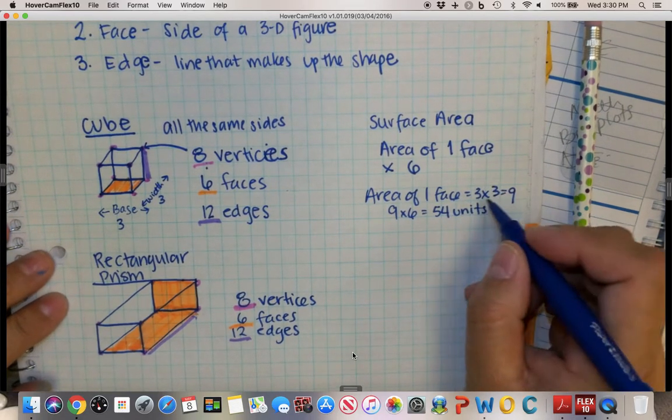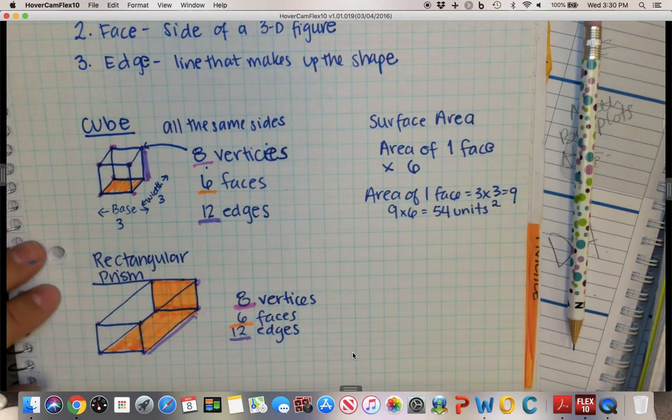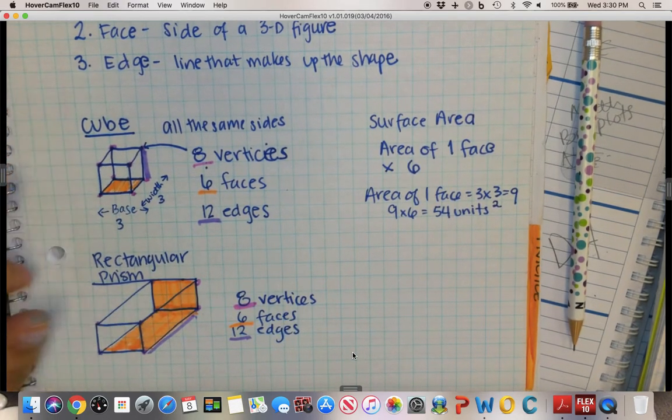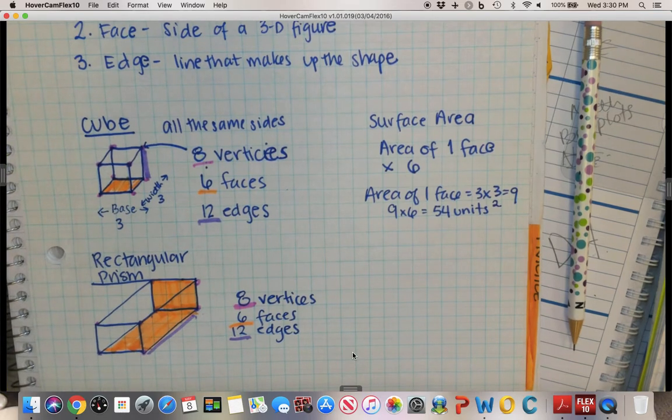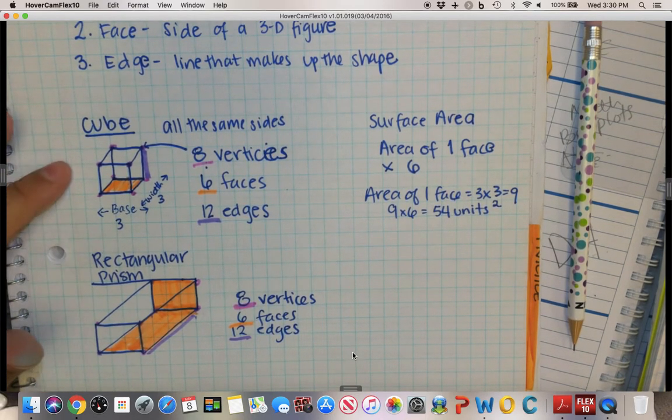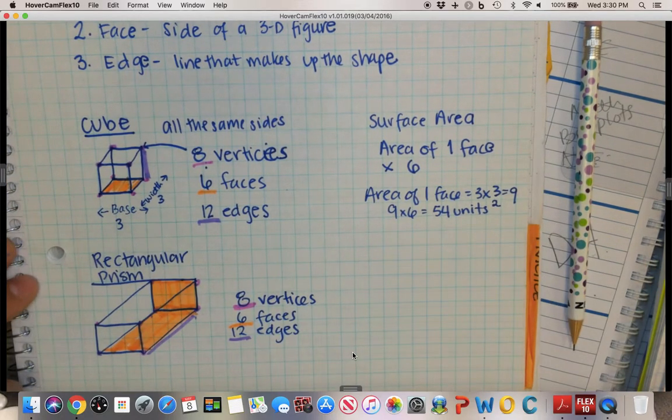And we always write it squared, because that's what it is. It's a square. It's all of those faces squared. It's a side by a side. Remember, a 2 times a 2 equals 2 squared. 3 times a 3 equals a 3 squared. That's why we use the little square.